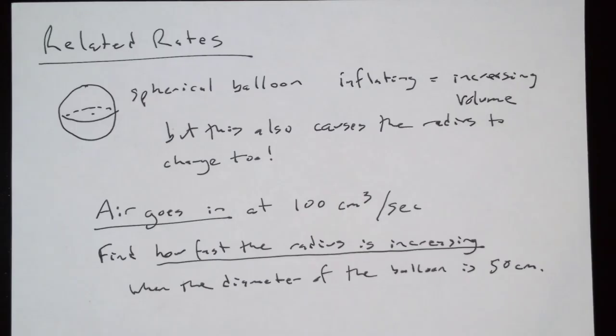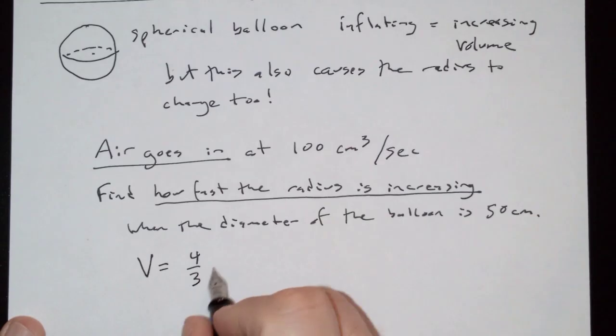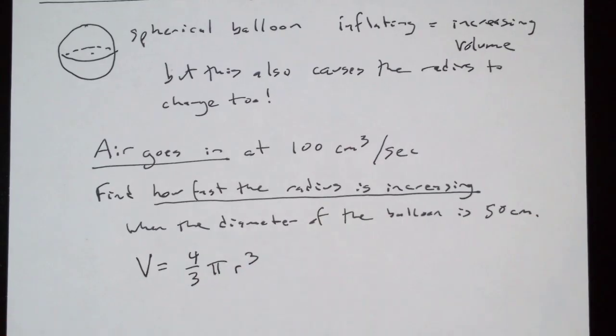Four thirds pi r cubed. So that tells me that if I know what the radius is, I know the volume. And vice versa. If I know what the volume is, I know what the radius is, right? I can solve for either one. But the underlined item, air goes in, that's not volume. Look at the units on that.